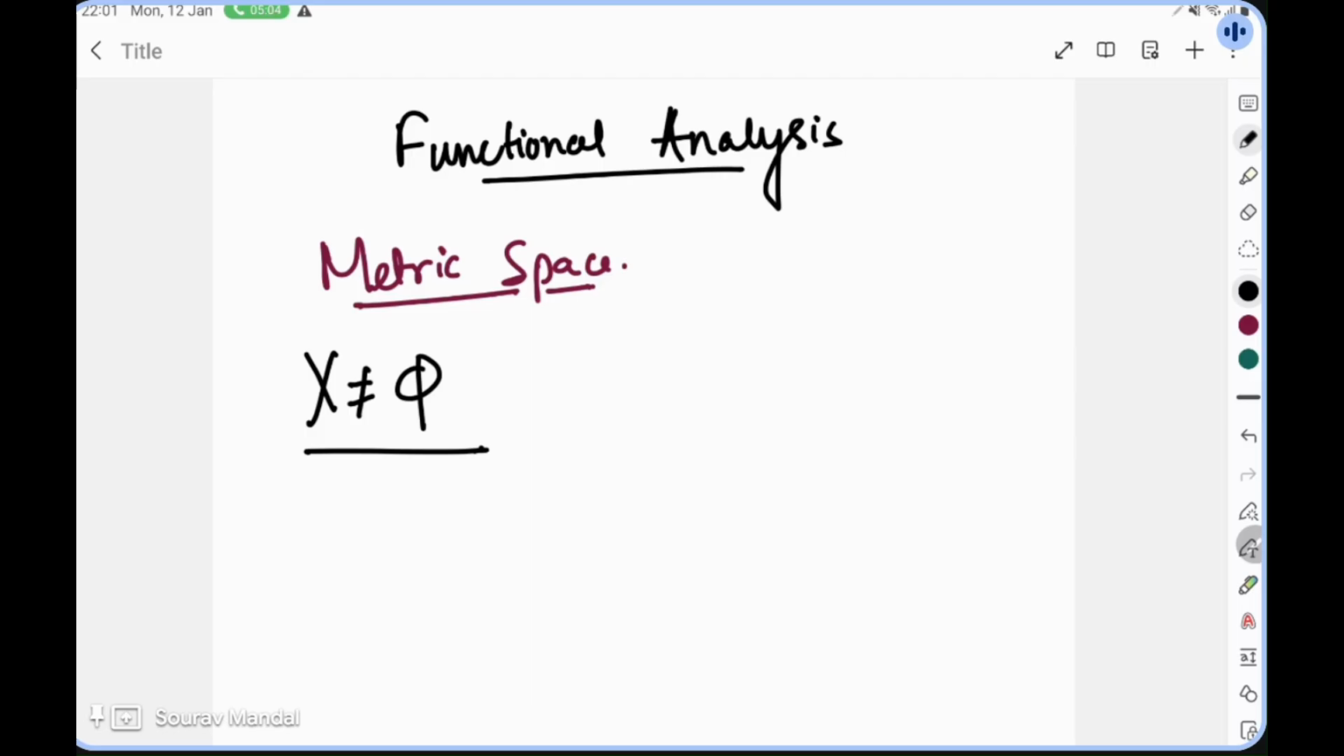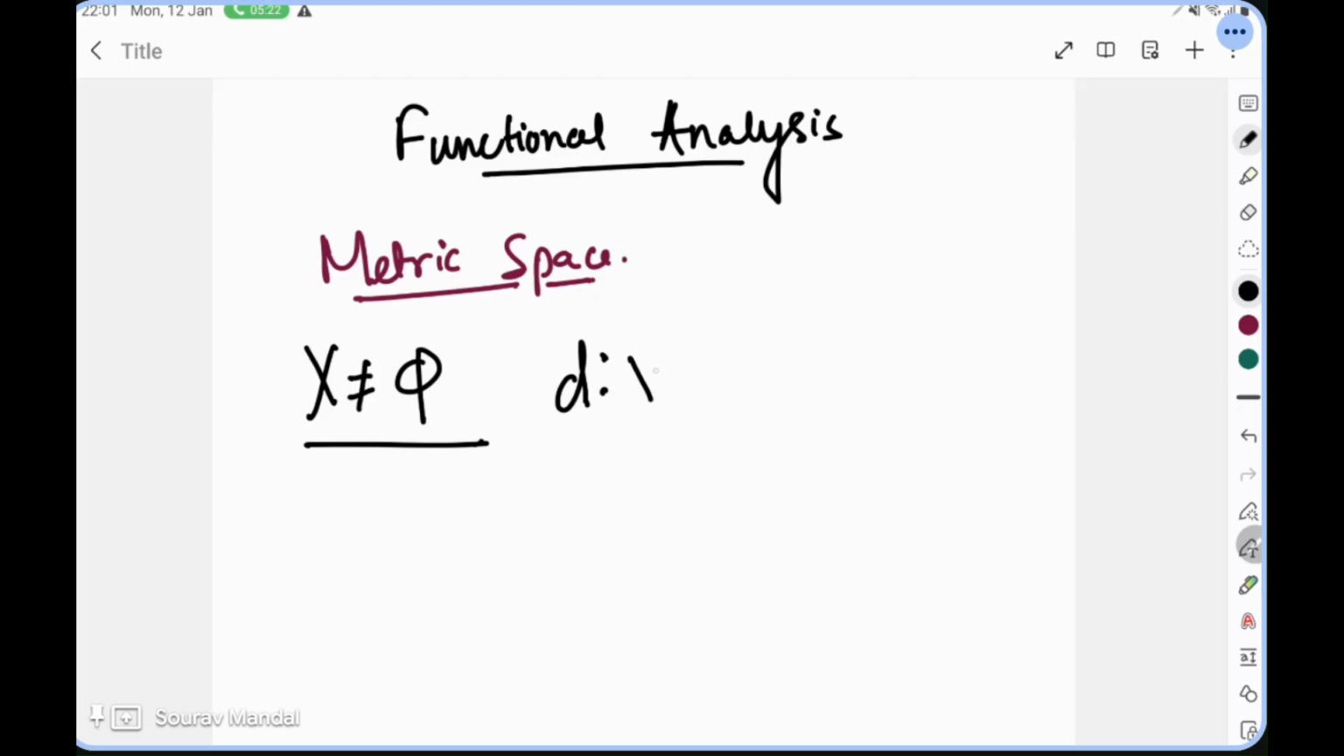Okay. So if X is an empty set, then anything can be vacuously true. So we are omitting that case and we are only considering the case when X is a non-empty set. Suppose X is a non-empty set and d is a mapping from X cross X to the set of non-negative real numbers. Actually it is not all real numbers, it is the non-negative real numbers. This d is nothing but the distance function, and it is called a metric.